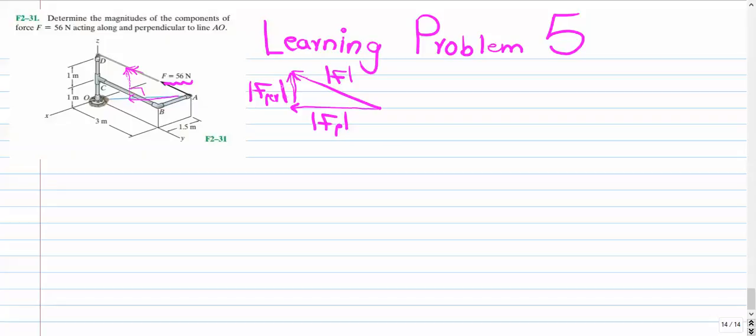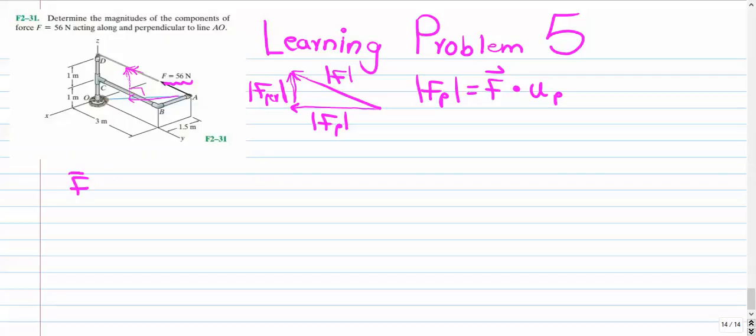Okay, so we know which formula we have to use, and that formula is the magnitude of a component is equal to the force vector dot producted with the unit vector along that axis. So we need the vector for the force and the unit vector parallel to the axis. So let's first find the force vector.